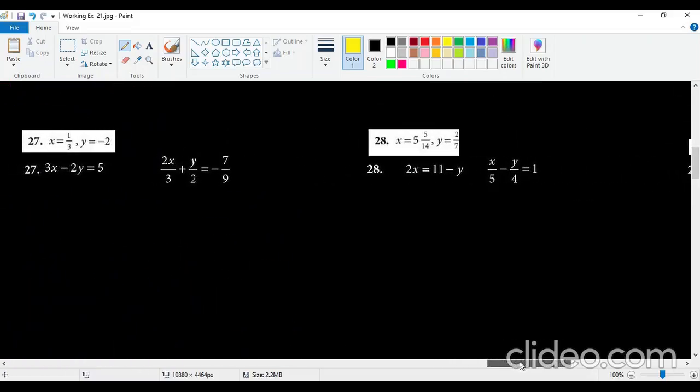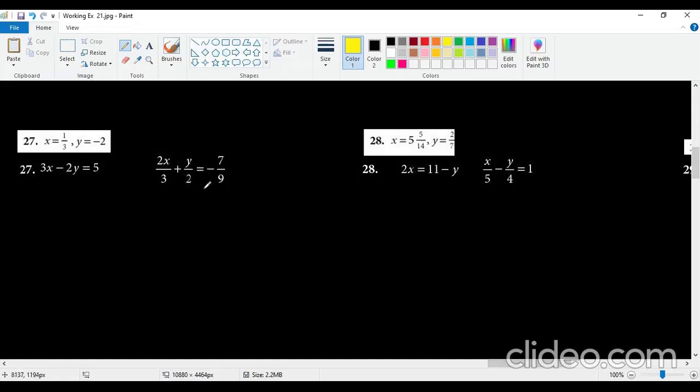Moving on to the next question, which is question number 27. In here, same trick I'm going to apply. I am multiplying this by 18, this also by 18, and this also by 18. So what I will get is, or I better rewrite the whole thing for your convenience, it is 2x over 3 plus y over 2 equals negative 7 over 9. So I multiply by the LCM of 9, 2, and 3. So LCM of 9, 2, and 3 is going to be 18, and 18 once again, and multiply by 18.